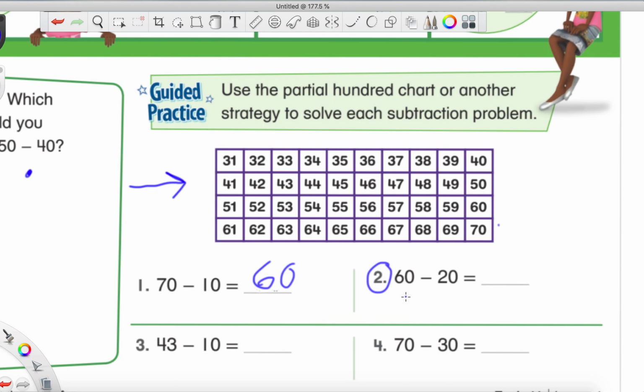All right, if you're still working, just like before, pause the video. Then when you're ready, hit play, and you can check your work at your own pace. Now, for my friends that are all done, let's check this out.